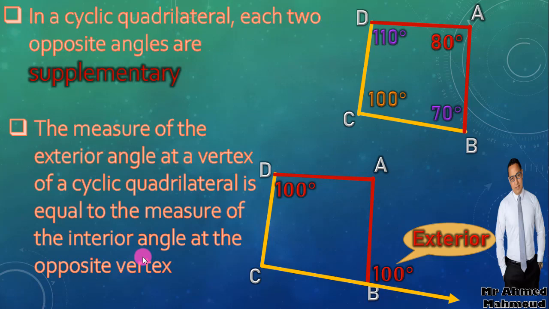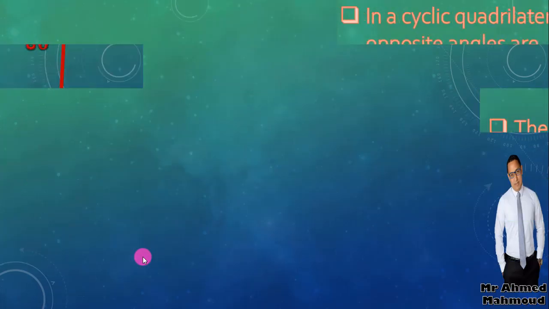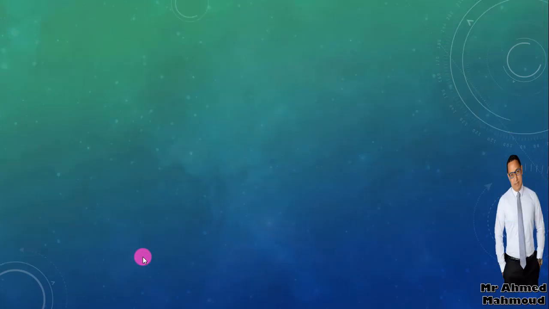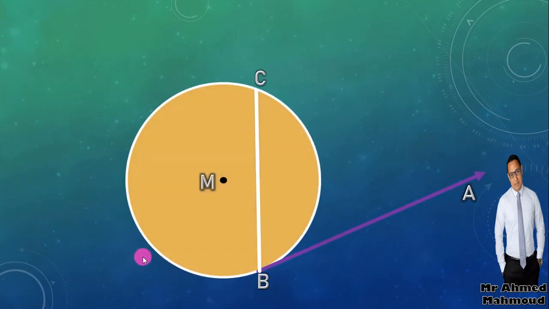Now remember with me the angle of tangency. This angle ABC is formed from a tangent and a chord. Again, a tangent and a chord. So this angle is called the angle of tangency. This angle of tangency equals half the subtended arc. Angle B equals half arc BC. So if arc BC equals 100, angle B equals 50 degrees.